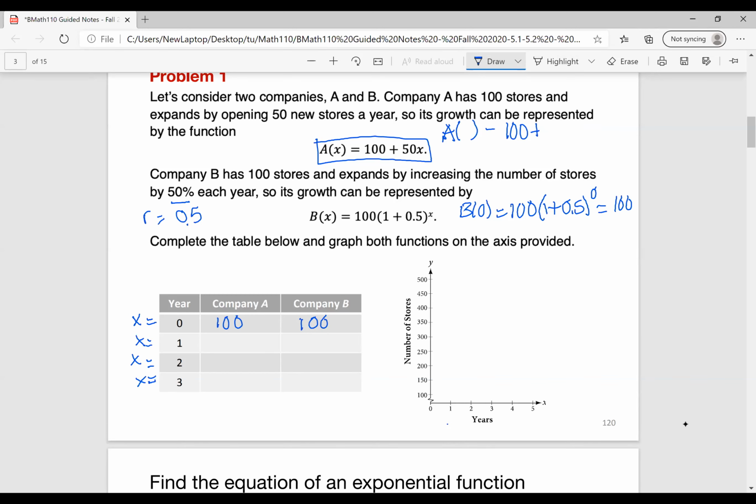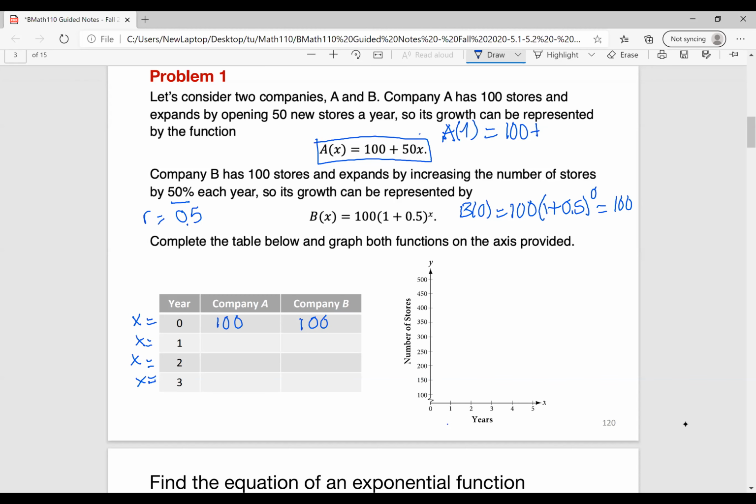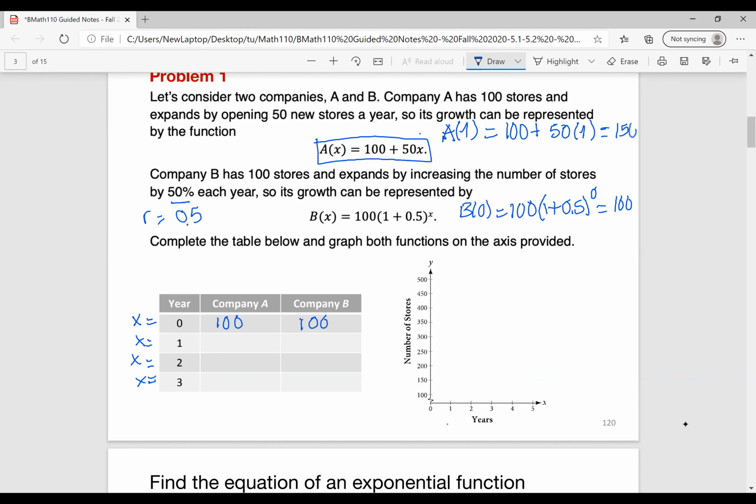So you have a of 1. Now what? I have to change the x to become 1. So 100 plus 50 times 1, right? So that's going to be 100 plus 50, and that equals 150.